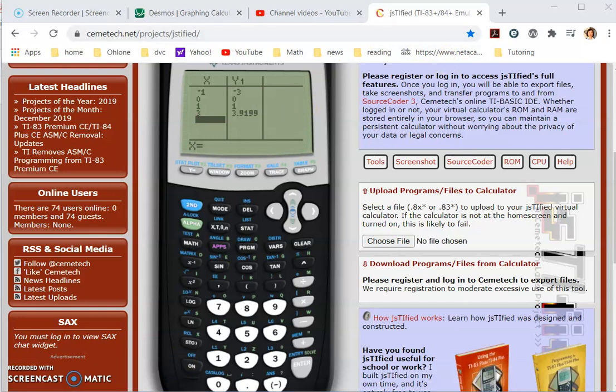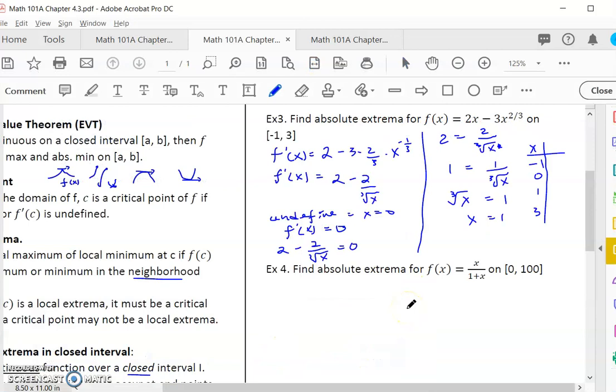Okay, put it back. f of x at -1, 0, 1, 3 gives 3.9199 at the highest. So this is the highest, right? So the absolute max is f of 3 equal to 3.9199. Absolute min, because it's a closed interval, right? The lowest is at the endpoint, f of -1. So that's basically how you do it.